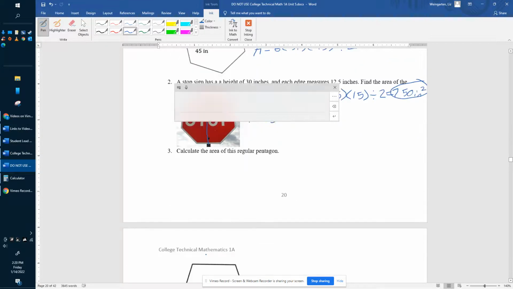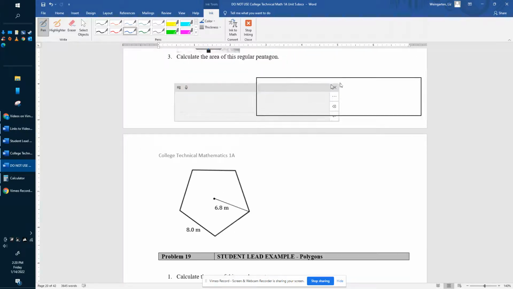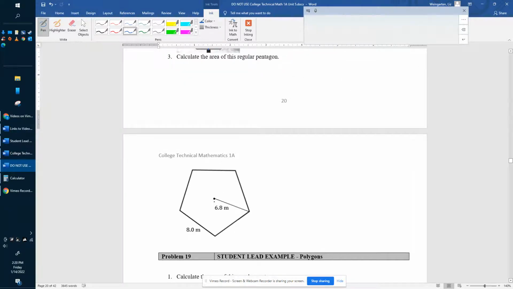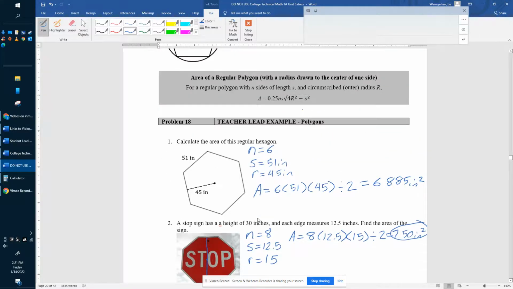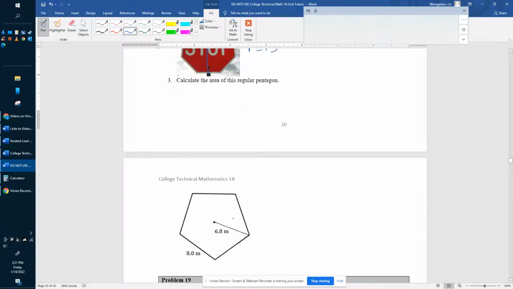Calculate the area of this regular pentagon. Oh boy, now we have the radius touching an angle, so we're going to have to use this nasty formula. So make sure you have it handy because we're definitely going to need it. How many sides does it have? 1, 2, 3, 4, 5, because it's a pentagon, right? So n equals 5. A side equals 8. Our radius, and it's a big R, equals 6.8. We use the big R when the radius is touching the corner.